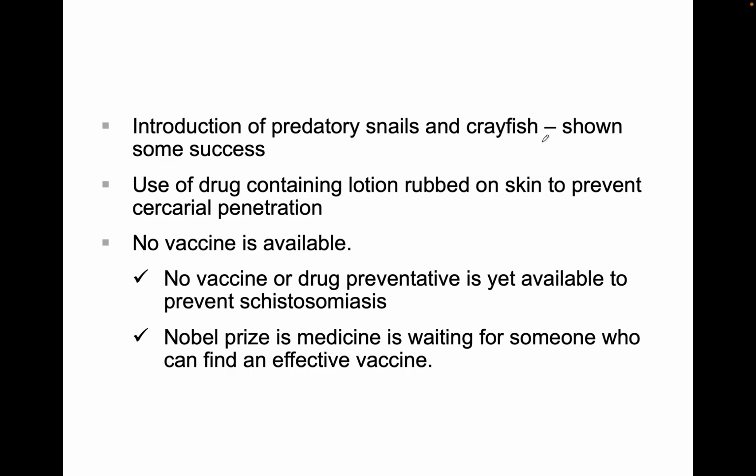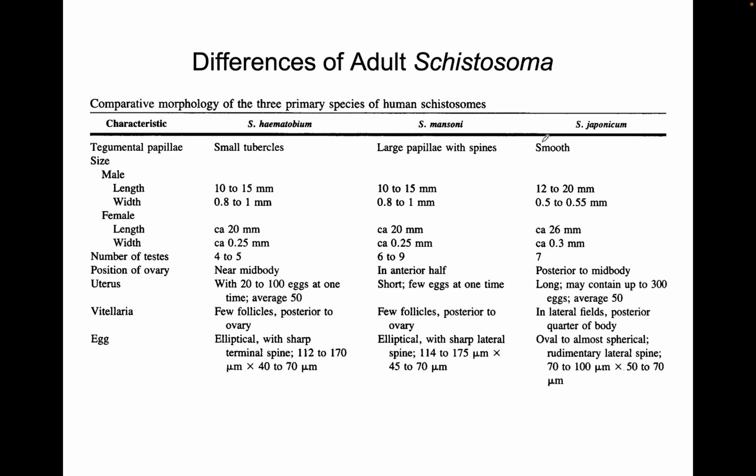And there is the use of drug-containing lotion rubbed on the skin to prevent Schistosoma penetration. This has been proven to be okay, so it has some effect in preventing the penetration of the Schistosoma. And this is a table showing differences between adult Schistosoma and some of the characteristics in different Schistosome species. And that is so much for the introduction of the Schistosoma.